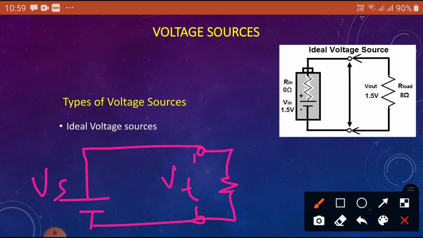Both are connected in parallel. In between there is no internal resistance and no other components. So this case we can call the ideal voltage source. Here you can see 1.5 volts, and the same 1.5 volts appears across the load.